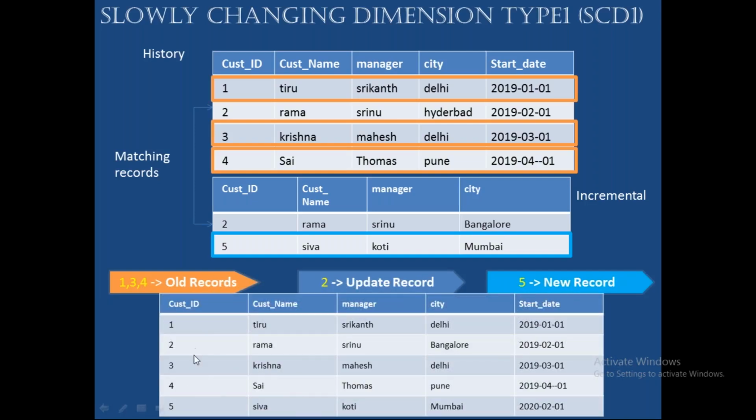Just look here. The second record's city is Bangalore. Previously it was Hyderabad, and now you change it to Bangalore. You understood? So there is no historical data, such as Srinu being in Hyderabad from this state to this state. No such data exists, because we are not maintaining historical data in SCD1.